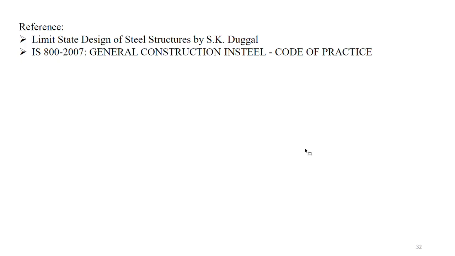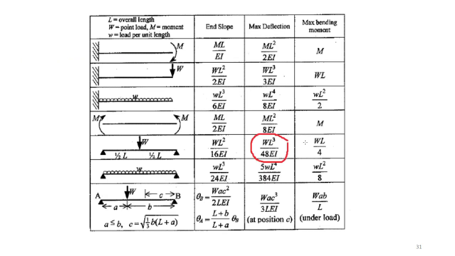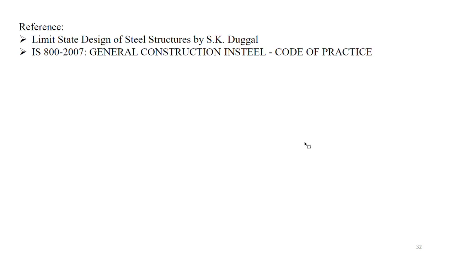Okay, with this I am stopping the introduction part of these beams. I have followed two books as reference: Limit State Design of Steel Structures by S.K. Duggal, and IS 800 2007, the code of practice for general construction in steel. With this I am stopping my lecture on the introduction to beams. In the next lecture we will see how to solve beams, supported or unsupported; the designs for supported and unsupported beams we will see in the next class.